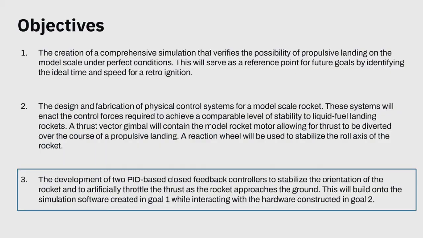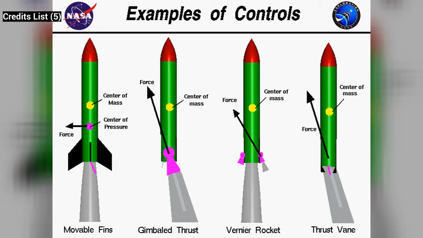The third and final objective was to develop two PID controllers that would stabilize the trajectory of the rocket and control the artificial throttle maneuver. Since the rocket has no fins to provide passive stability, the thrust vector gimbal was used to create torques that actively control the orientation of the rocket.